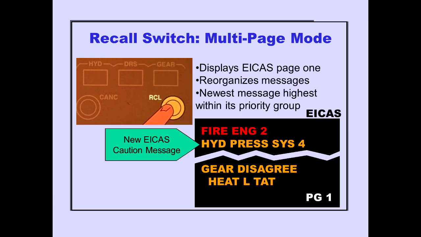Pushing the recall switch displays page 1 and reorganizes the message list into the correct order with the newest message in each priority group at the top of that group. In this example, the new EICAS caution message, Hydraulic Pressure System 4, that was displayed on page 2 is now displayed on page 1 at the top of the caution group.